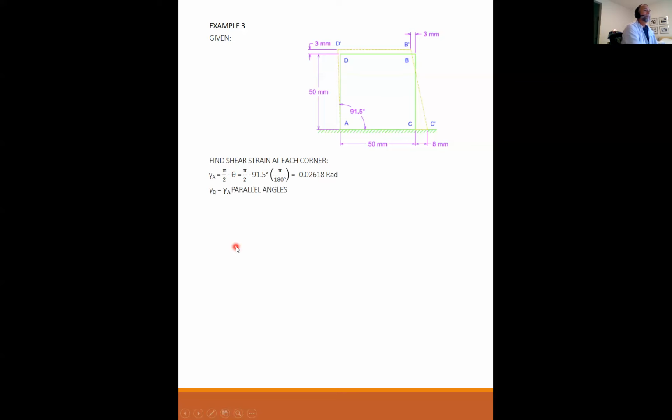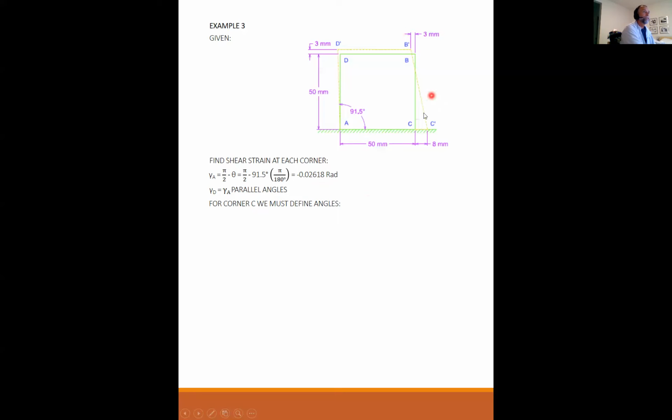Gamma D, well, we have gamma D because we already have gamma A. The top surface and the bottom surface are still parallel, so this is still the same angle. So gamma D is going to go through the same angle as gamma A, and so it's the same value, minus 0.02618 radians.